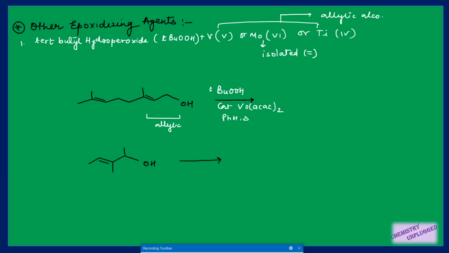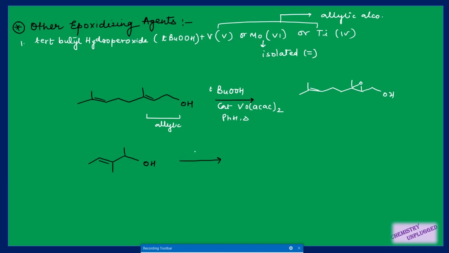So here we have discussed that vanadium complexes are good for allylic alcohols, so epoxidation will be done on this double bond, right? The other will remain unaffected. So you can write down these different types of epoxidizing agents in bullet form, then you can easily remember them, right? Then we will move to one more example.